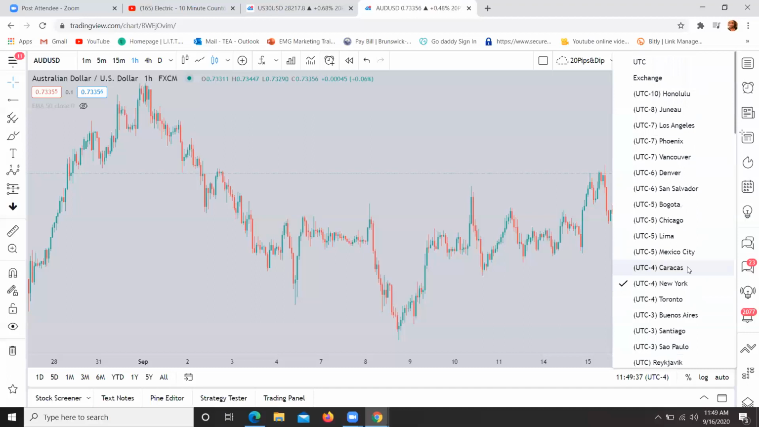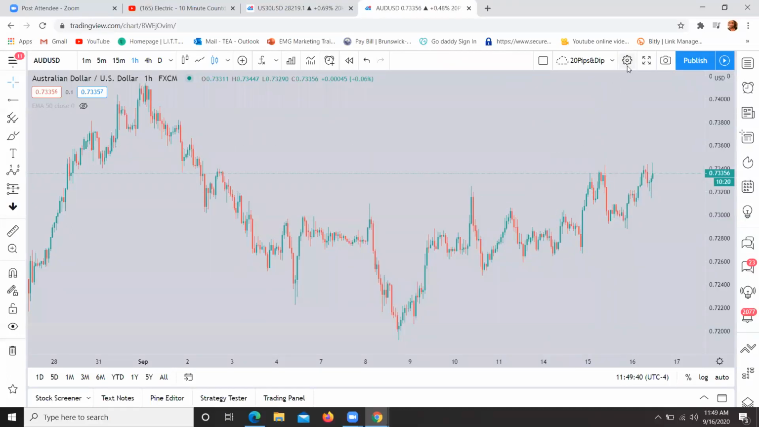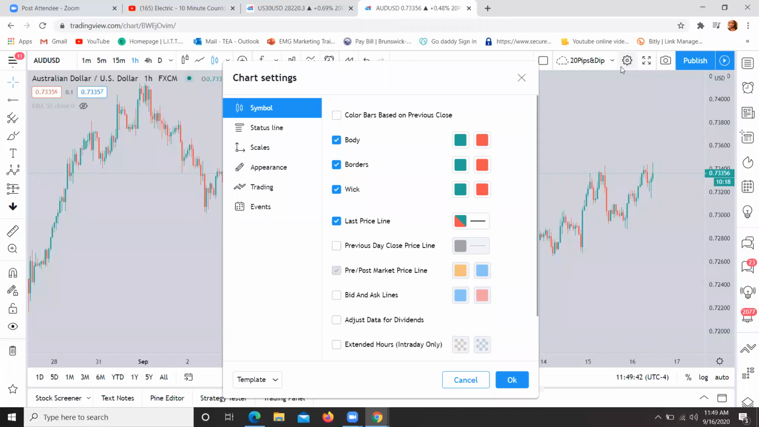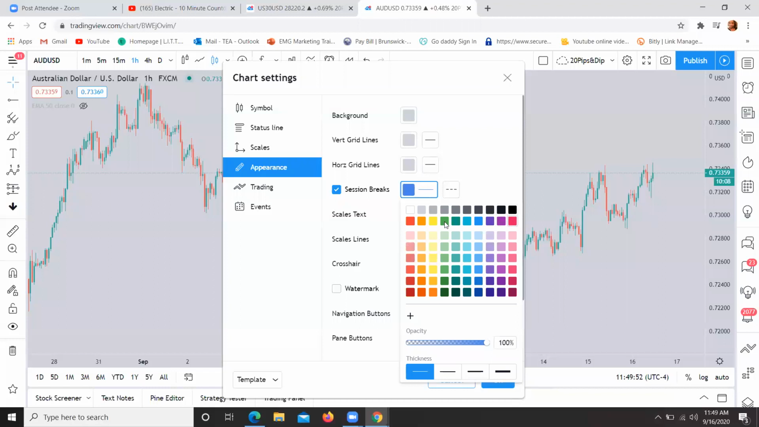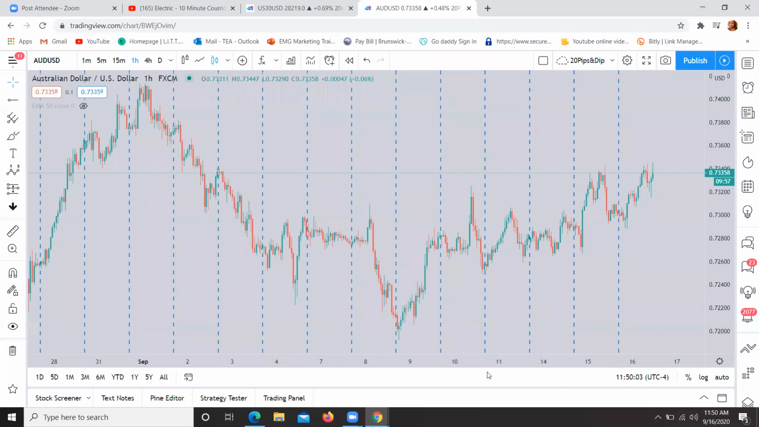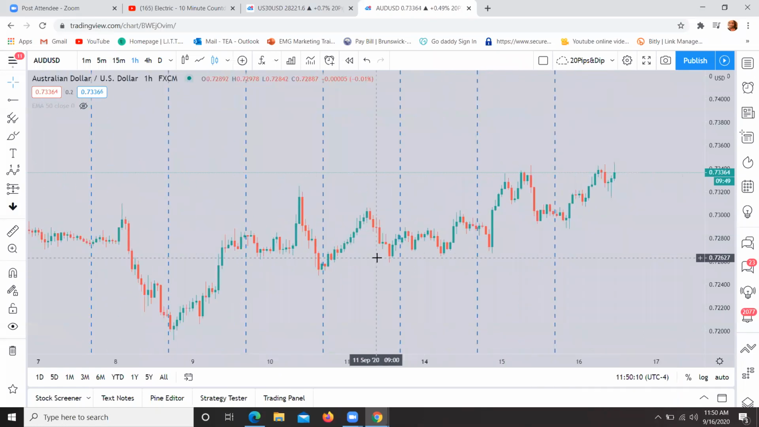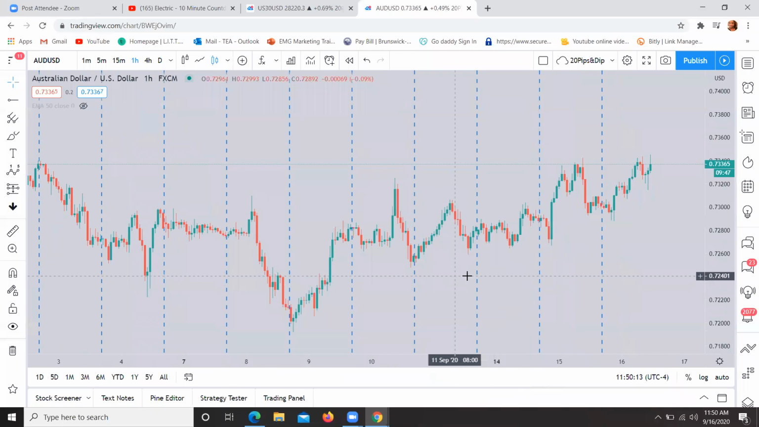So fix that. Then you're going to come up here to chart properties, appearance, and you're going to add on something I absolutely love to use called session breaks. Let me change the color to red. No, can you see that? Yellow? No. Let's change it to blue and let's make it a little bit more thick. All right, session breaks on the 1 hour. Okay, why are you teaching me this, Coach Max? Let me show y'all something, okay?